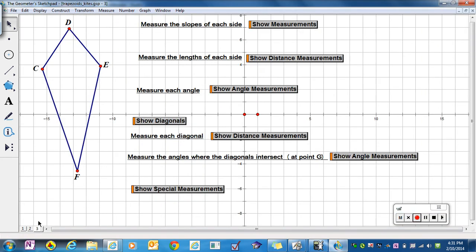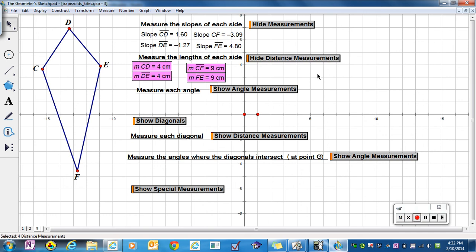Alright, now let's look at a kite. For a kite, we're going to look at the slopes. As you can see, none of these slopes are the same, so I have no parallel sides. Now we're going to measure the lengths of each side. If you notice, CD and DE are both 4. Here is CD, here is DE, and then CF and FE are both 9. So CF is going to be congruent to FE. These are not opposite, but we are going to have two congruent parts of our kite.